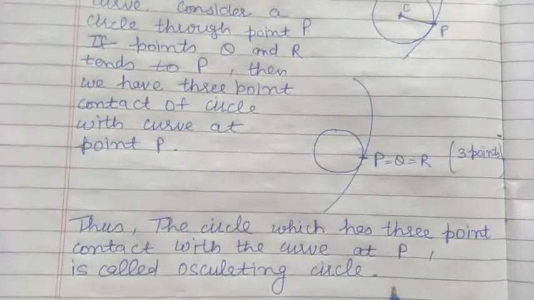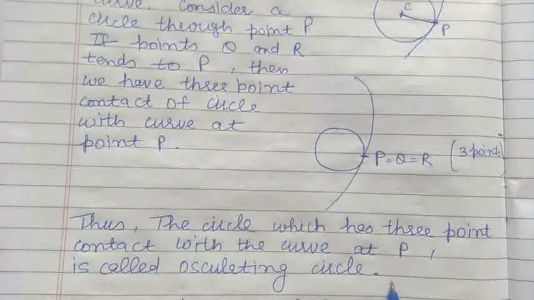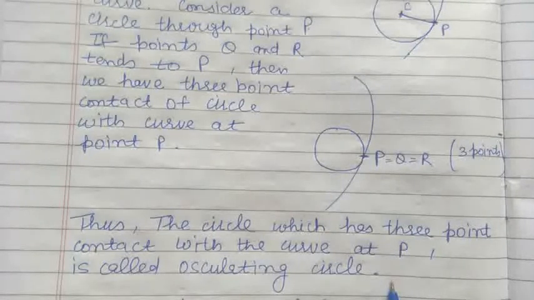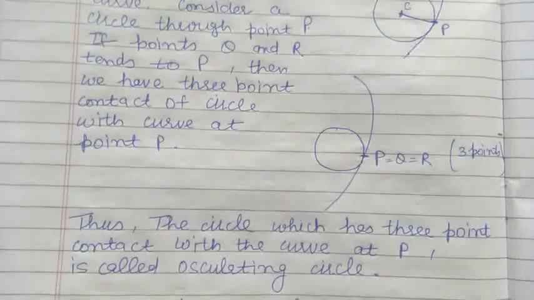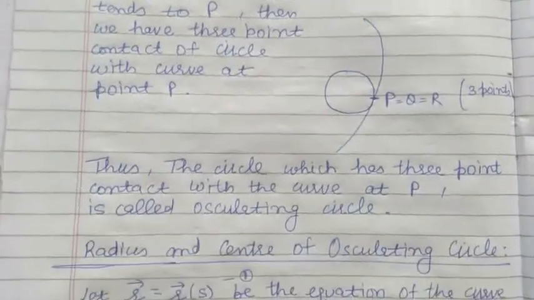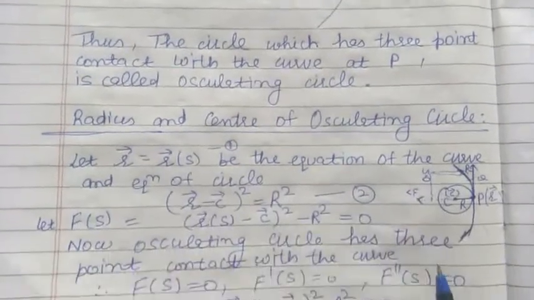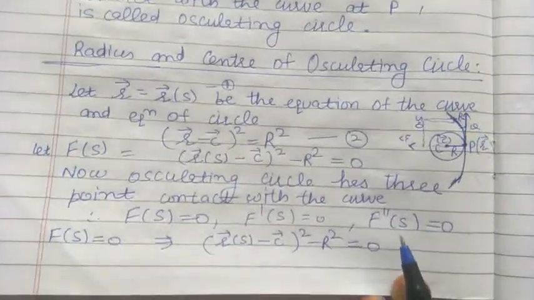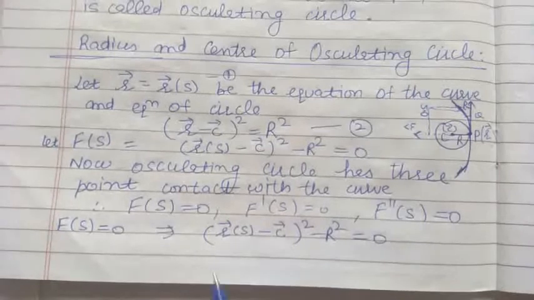And you have already studied that for the 3-point contact, the derivatives up to the second order of the equation formed in the parameter s are 0. Now let us derive an expression for the radius and the center of the osculating circle.